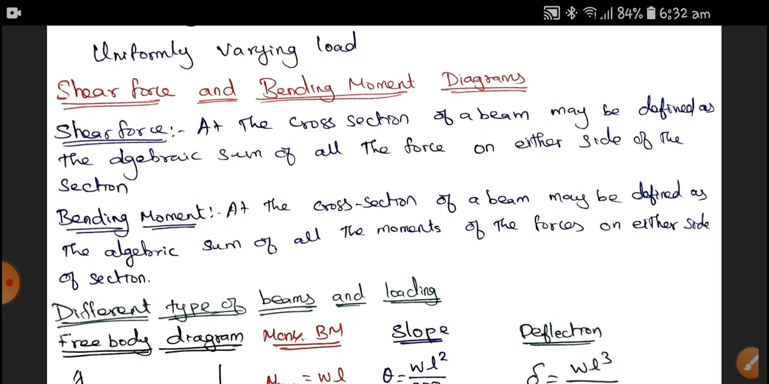We can simply say that shear force is the load or a point load acting at the particular section of a beam. What is meant by a bending moment? The bending moment at the section of a beam may be defined as the algebraic sum of all moments of the forces on either side of the section. We know that moment is equal to force into perpendicular distance. The shear force into the perpendicular distance to the support is called a bending moment.